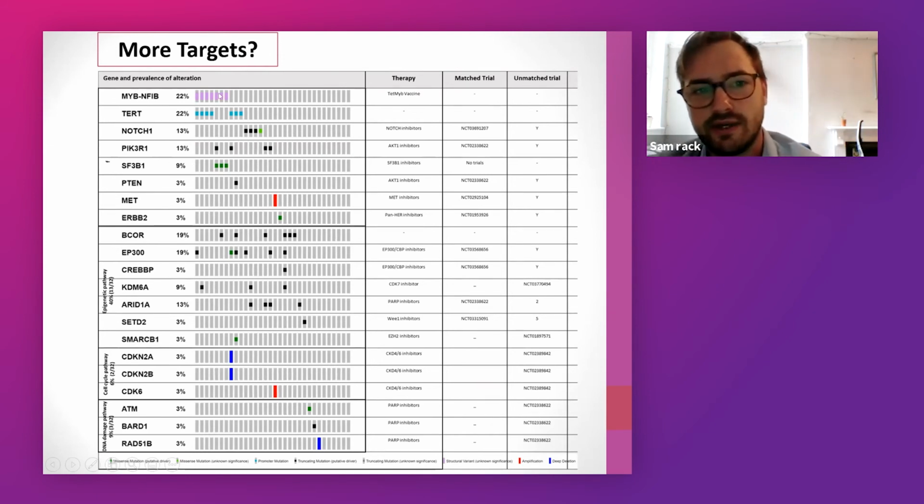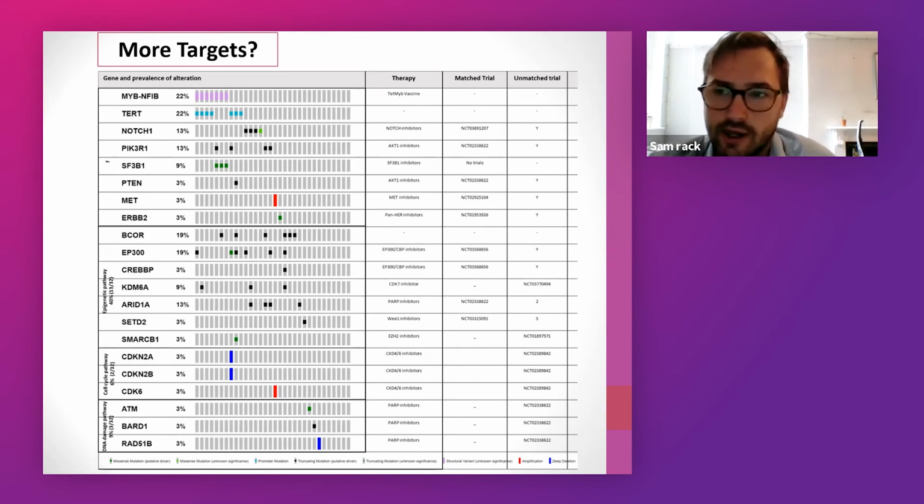And so we said, okay, now we've got more to play with, and we can see here that there's higher rates. We're seeing changes in Notch in 13%, and some of you might be aware of the ACCURACY study which went on within adenoid cystic carcinoma, looking at a Notch inhibitor. So here we've got 3 or 4 changes in Notch. So we found something here which could be useful.